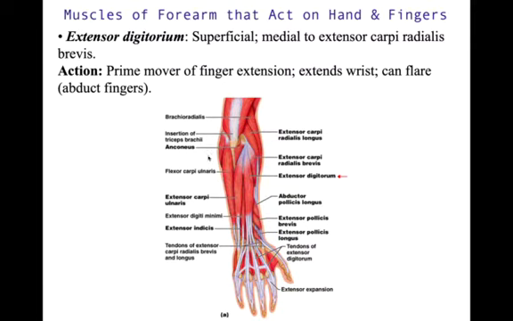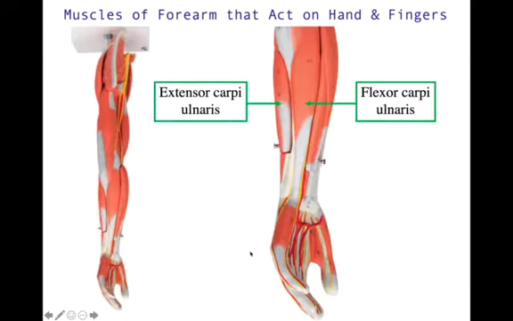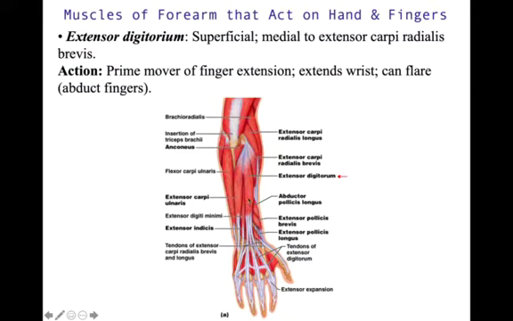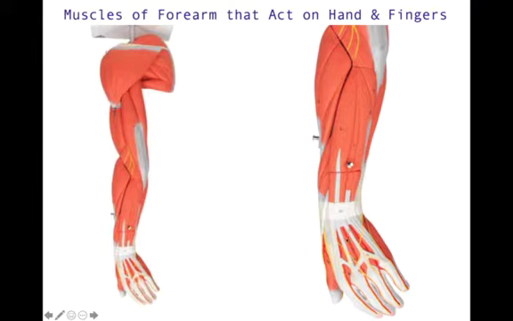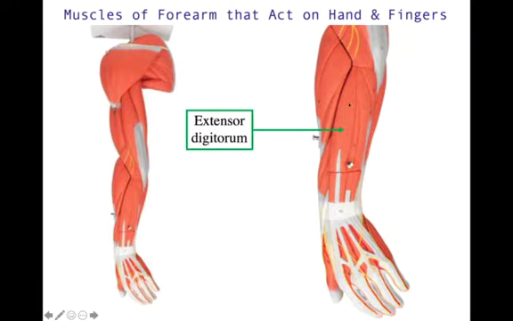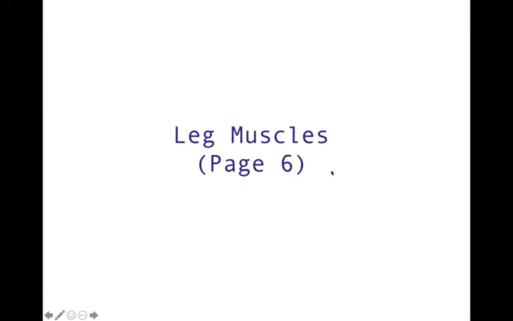The extensor digitorum is a superficial muscle, and it's going to extend the wrist and the middle phalanges. If I go here, you can see this is your extensor digitorum right there, so this one here is going to extend these four fingers. Here's the back side of this model, you can see this muscle right here is going to extend these four fingers. This is the extensor digitorum. It extends the wrist and the middle phalanges. All right, so those, guys, are the muscles of the arm on page 5. So let's move on.